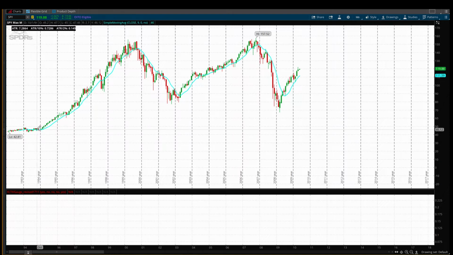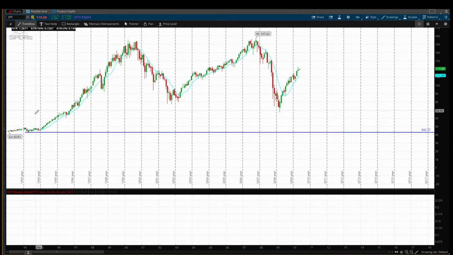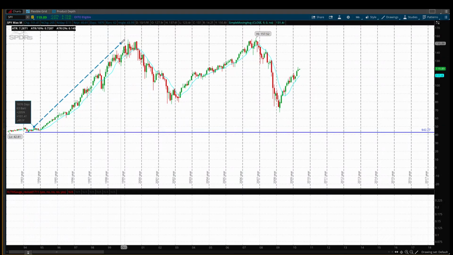Anyway, for whoever started trading at around this time in 1993, you bought the S&P 500 at around $42, and things worked out pretty well for you. The market went up a substantial amount. Let me see, 1, 2, 3, 4, 5 years straight. It was really going up for you.